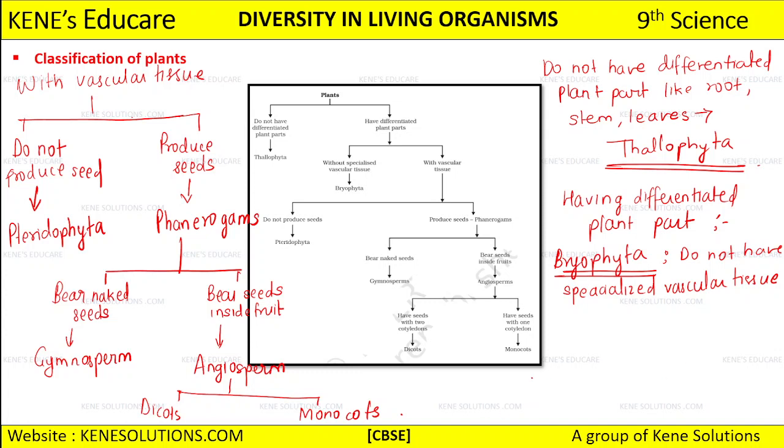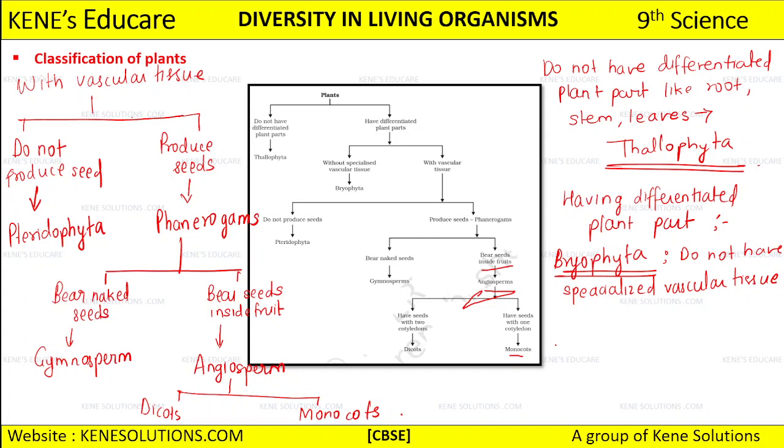All such plants come under gymnosperm. And if they are bearing the seeds inside the fruit, then they come under angiosperms. And in angiosperms, we have two different kinds: monocots and dicots. Monocots means the seeds are going to have only one cotyledon within them, and dicots means the seeds are going to have two cotyledons within them. So this is what we call monocots and dicots.